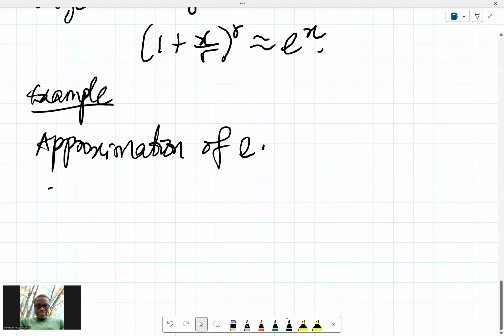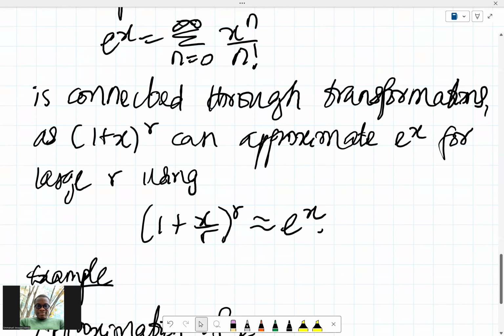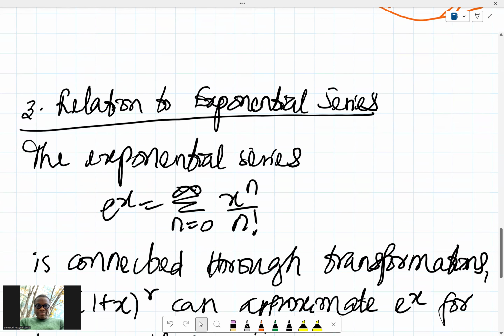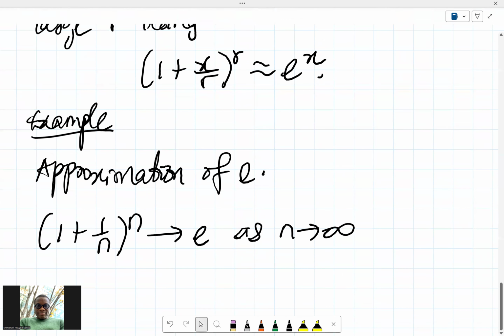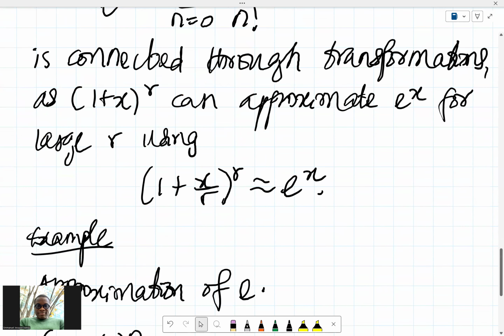Approximation of e, that's simply 1 plus 1 over n raised to power n, and that is e as n approaches infinity, as n grows very large. So that expression approaches e. So we can say that binomial expansion has some connection with the exponential series. Okay, then we move on to the next.